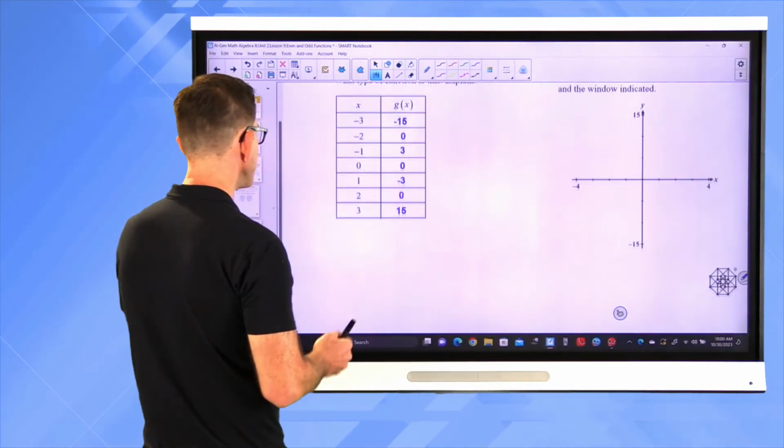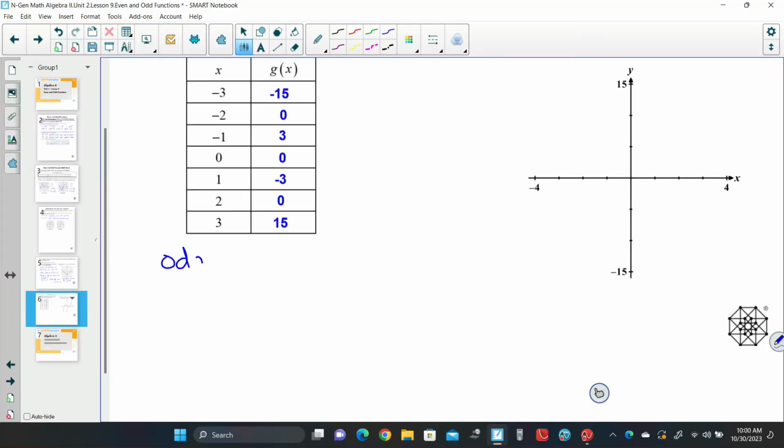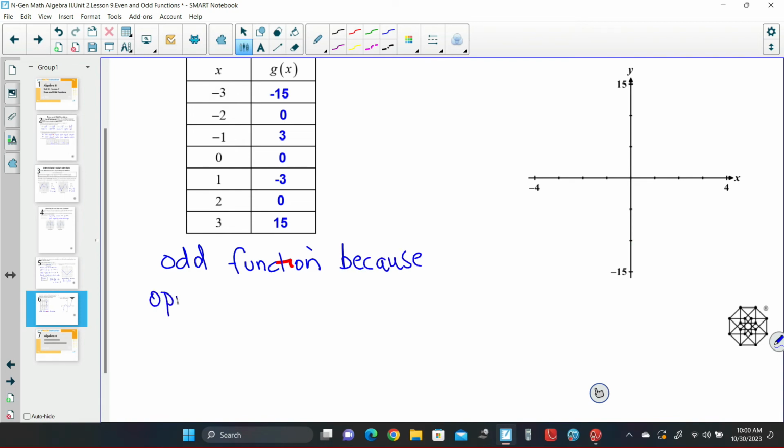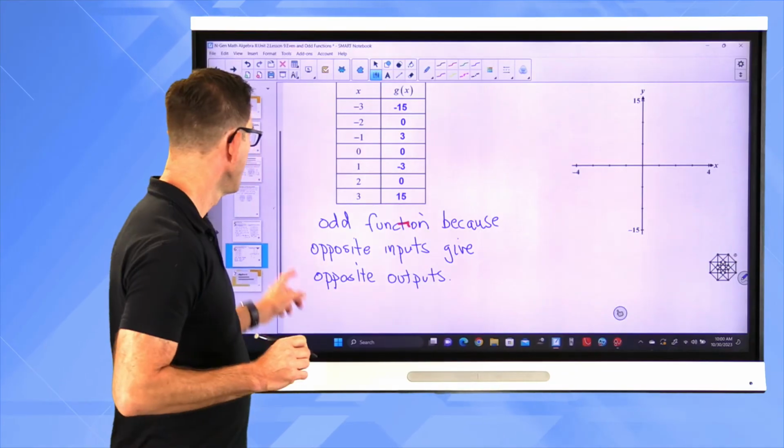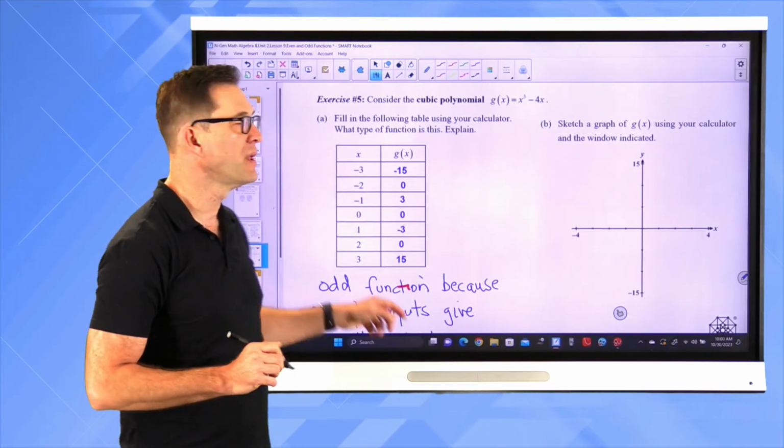In fact, let's write that down. This is an odd function because opposite inputs give opposite outputs. Okay. And we want to take a look at that symmetry piece on the graph as well.